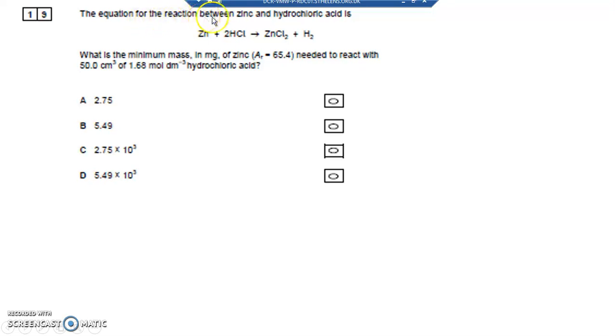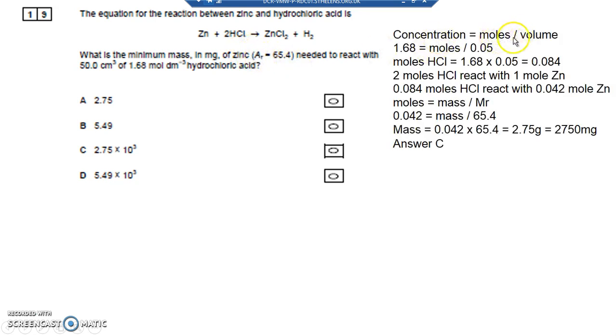Question 19. I've got an equation for the reaction between zinc and hydrochloric acid to make zinc chloride and hydrogen. What is the minimum mass in milligrams of zinc needed to react with 50 centimeter cubed of 1.68 mole per decimeter cubed of hydrochloric acid? I've been given a volume and a concentration, so I need to turn that into decimeter cubed, use my concentration to work out number of moles, then work out that 2 moles of hydrochloric acid react with 1 of zinc, so half it, and then work out my mass from there.